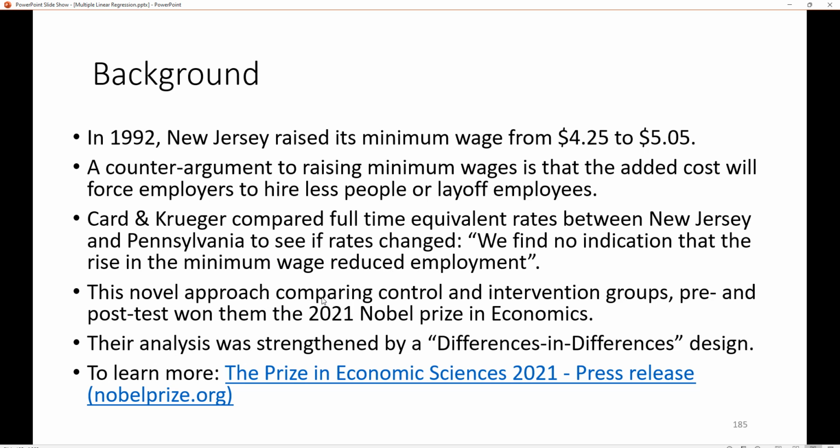This novel approach, comparing control and intervention groups pre- and post-test, won them the 2021 Nobel Prize in Economics. Their analysis was strengthened by a difference in differences design. To learn more, there's a link here where you can read the press release.